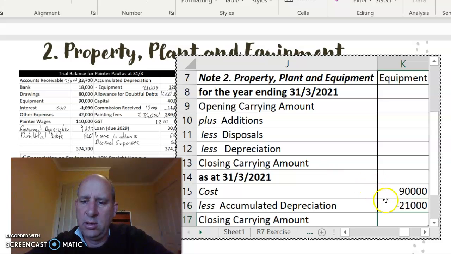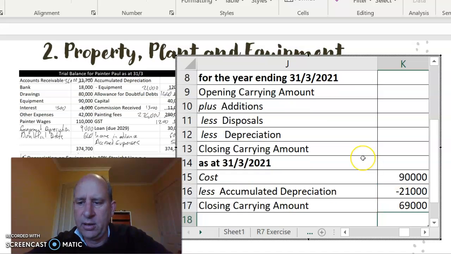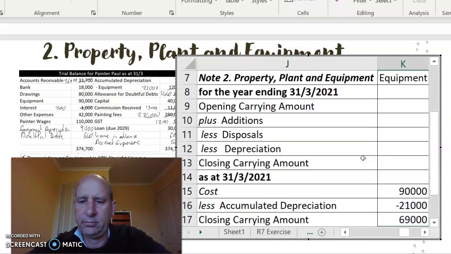So our cost minus our accumulated depreciation is called the carrying amount. And it's simply, because I'm using Excel, I can add those two together and you'll get that figure as well. That's 69,000. Right, and that 69,000 is at a point in time. So right now at the 31st of March 2021, the value of our equipment, the carrying amount, is 69,000 here. That figure we can put up here.